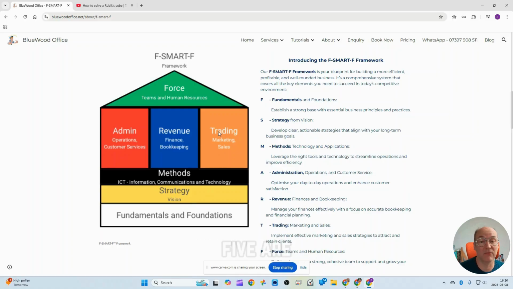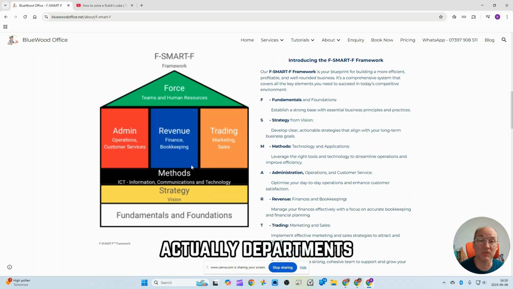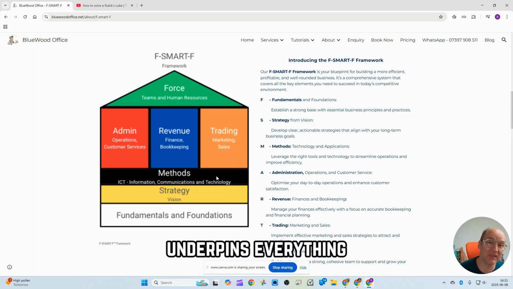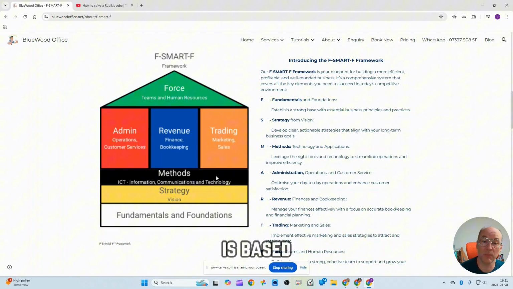The next five are actually departments that you get in every business. So you'd have an ICT department, an admin, revenue, trading, and an HR department. So I've broken those down in a systematic order as well. And the ICT one, put in black, matches our Rubik's Cube. I'll explain these colors and how it matches your framework here. Your ICT underpins everything in your organization, because nowadays all the work that you do is based on some sort of computer program.